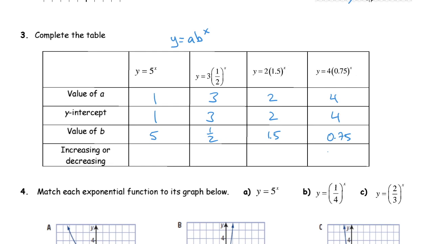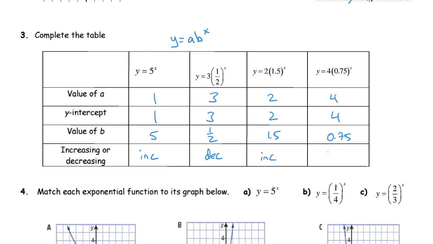Whether the function is increasing or decreasing depends directly on the value of B. If B is bigger than 1, it's increasing. If it's between 0 and 1, it's decreasing. So in this first case here, because 5 is bigger than 1, this is going to be increasing. Because 1/2 is between 0 and 1, this one is going to be decreasing. Don't get thrown off by the decimal in this particular question here. 1.5 is bigger than 1. So as a result, this is increasing.